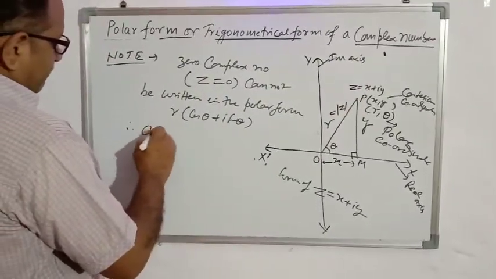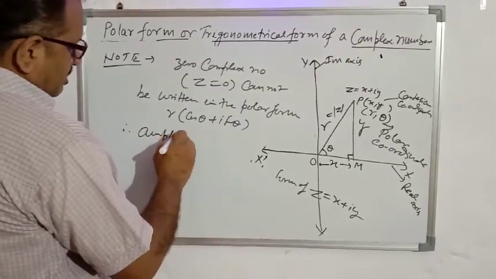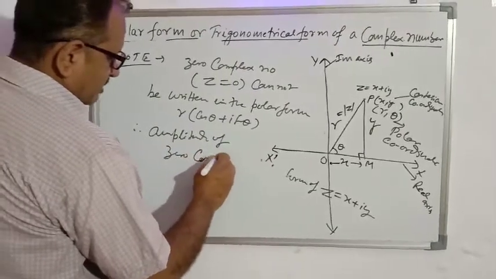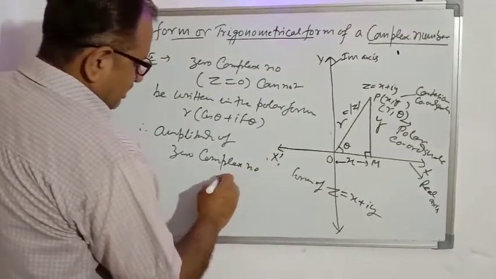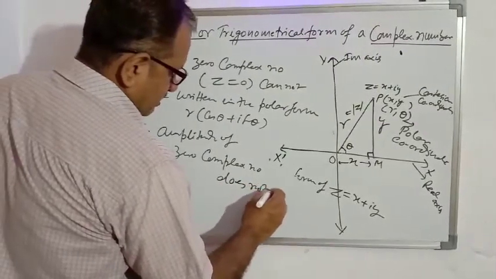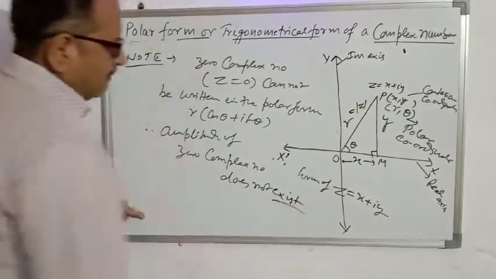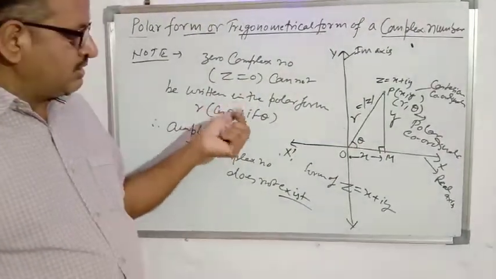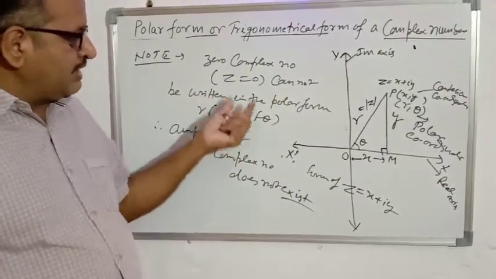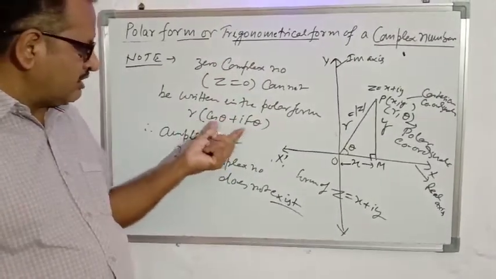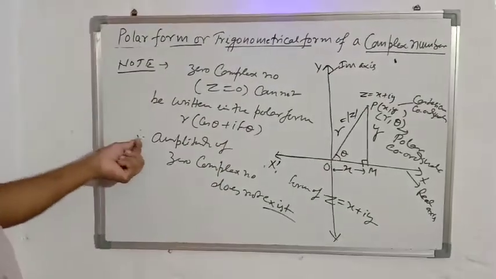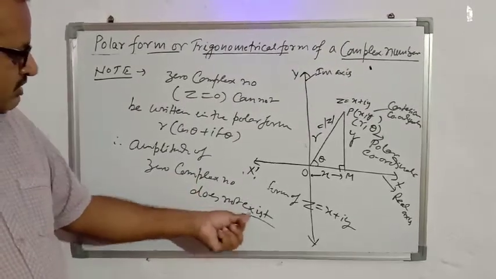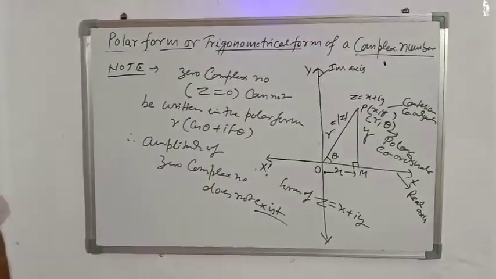Therefore, the amplitude of the zero complex number does not exist. Amplitude means theta, and for z equal to 0 it does not exist, because it cannot be written in the trigonometrical form, meaning polar form r (cos theta plus i sin theta). So for the zero complex number, the amplitude theta does not exist.